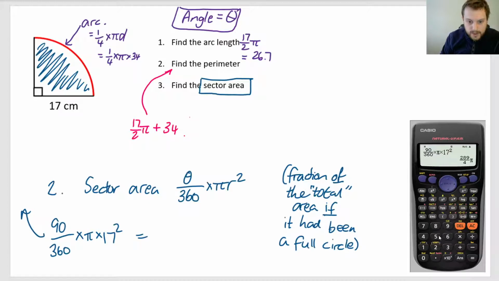So this is 289 over 4 pi. And if we're bothered about units, of course, for the arc length and perimeter, those would have been centimeters or meters or whatever it is. And for this it would be centimeters squared, right? So this is being measured in centimeters squared. Okay. And again, if it asks to round it at this point, you now press the SD button and you do the correct rounding.